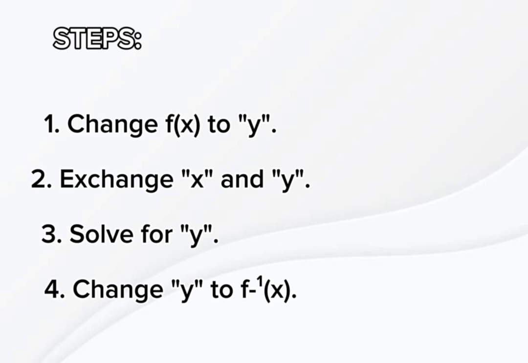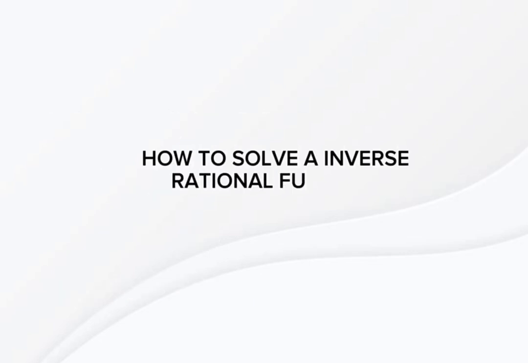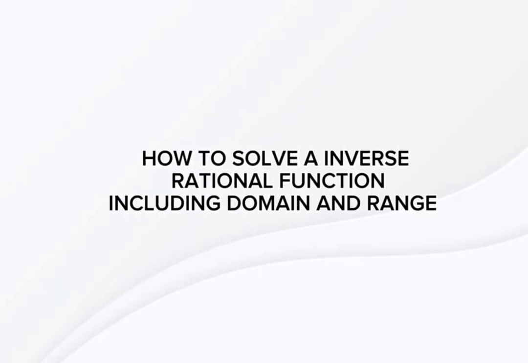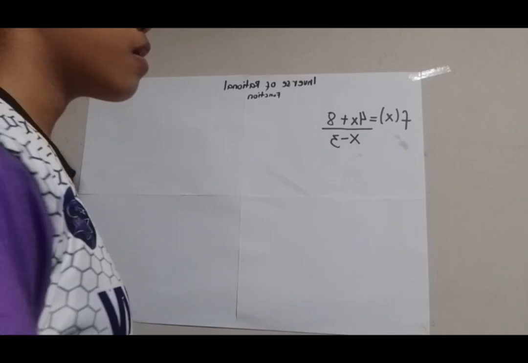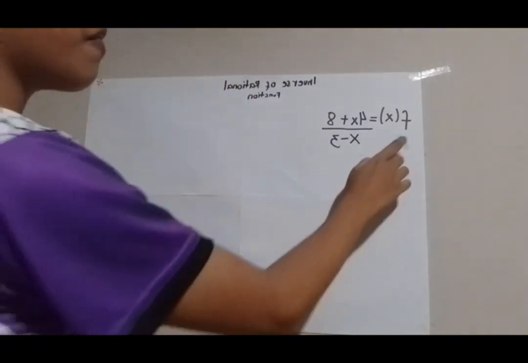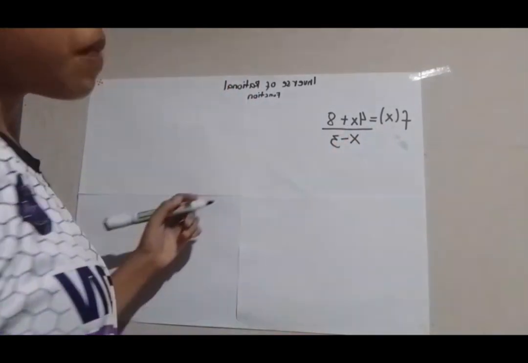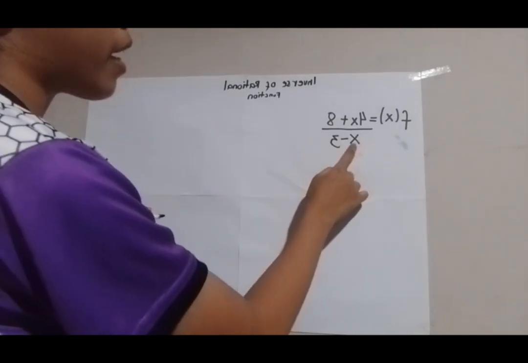So we have steps to follow for solving the inverse function. First, change f of x to y. Second, exchange x and y. The third is solve for y. And the last, change y to f raised to negative 1 of x. So how do we solve an inverse rational function including domain and range? The given problem is f of x equals (4x plus 8) all over (x minus 3).